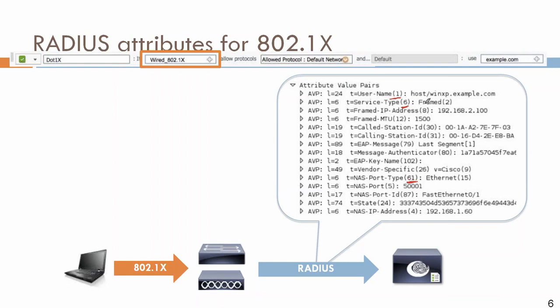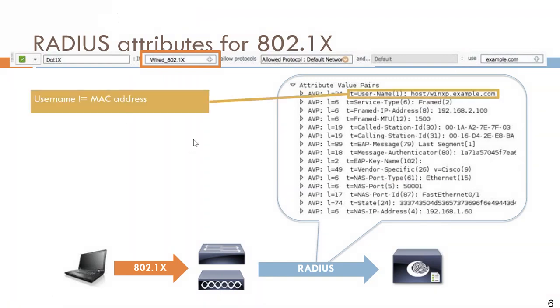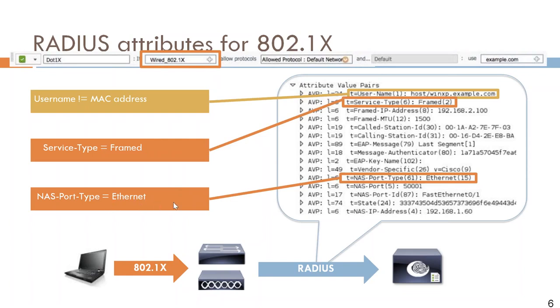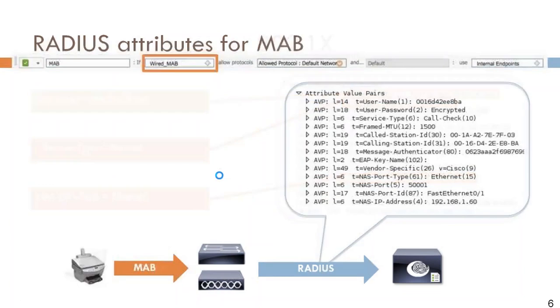What does attribute 1 give? It's the username. What 6 gives is the service type. Here you can see for dot1x, the service type is Framed, correct? And if I go to the NAS port type, you can see 61 is Ethernet. So these options are very important when we are talking about RADIUS attributes. Let me show you here. You can see the username is not equal to the MAC address. Obviously, the username is the username and password you are giving to the NIC adapter. Service type is Framed and the NAS port type is Ethernet. These are very important attributes.